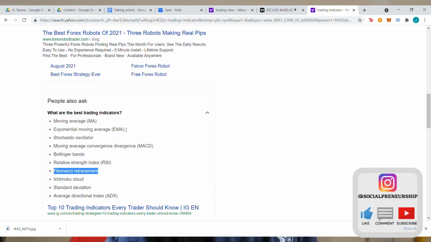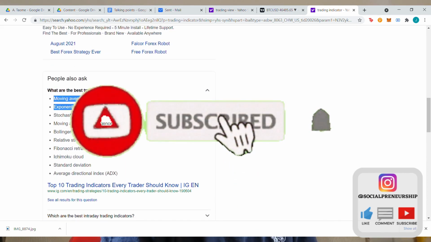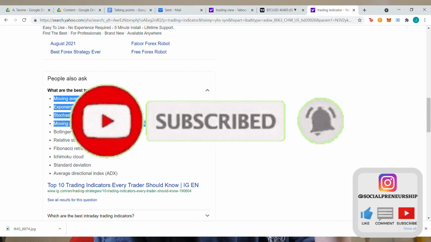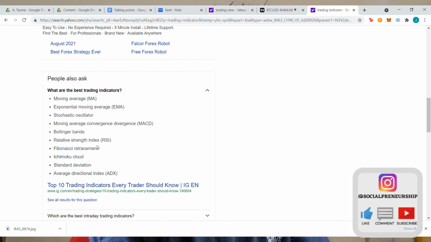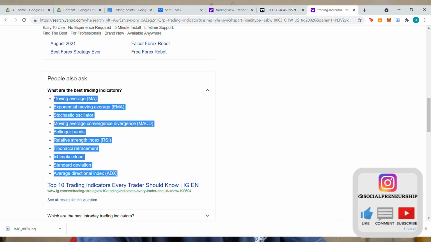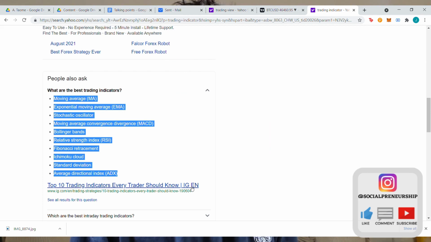Just looking over here, we're looking at all of the different trading indicators, and we have the moving average, exponential moving average, a stochastic oscillator, the list goes on and on. RSI, and I don't know if Fibonacci retracement is an indicator, because it's more of a drawing tool. But all of these different indicators are going to tell you something. If you look at all 10 of them, you're gonna get confused because they're gonna contradict themselves. They're gonna show you much different things in the market.